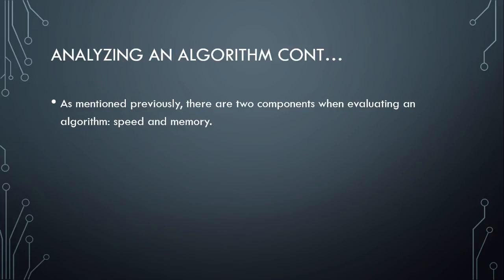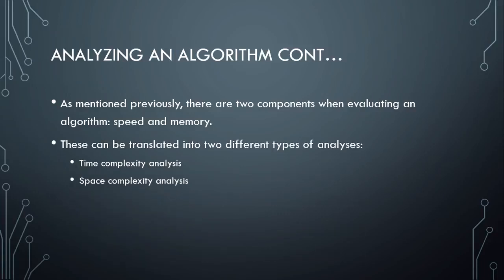As mentioned previously, there are two components when evaluating an algorithm: speed and memory. These can be translated into two different types of analyses: time complexity analysis and space complexity analysis. So it's still tying back to the speed and memory that we talked about earlier, that they're now given a more formal name.